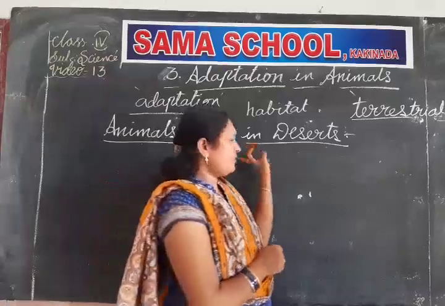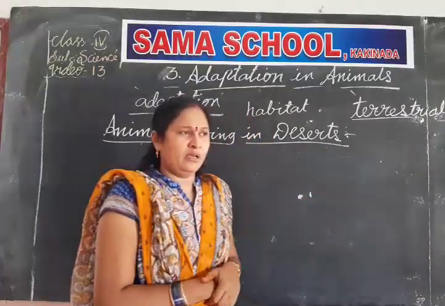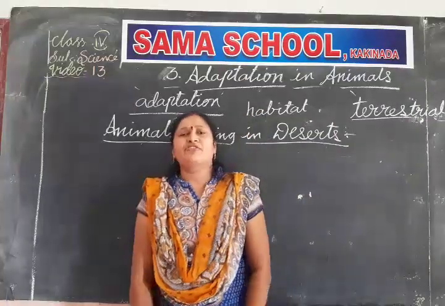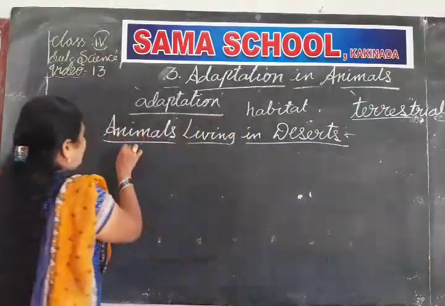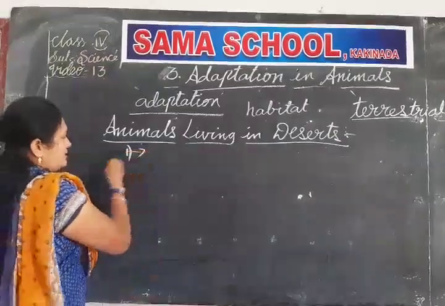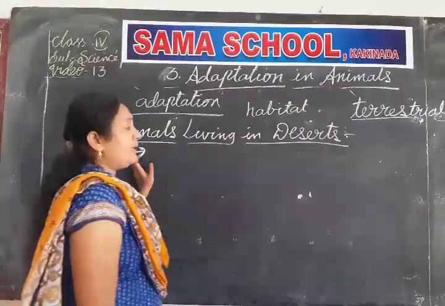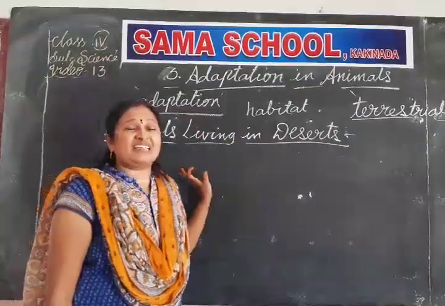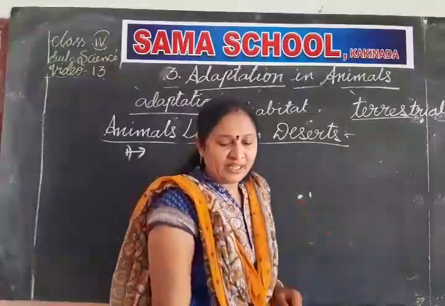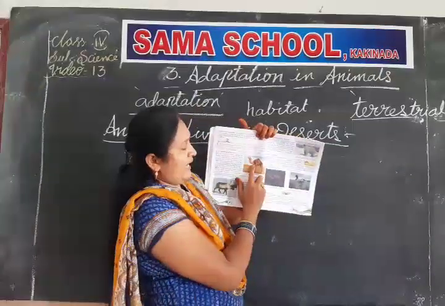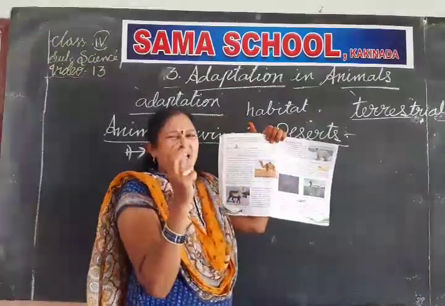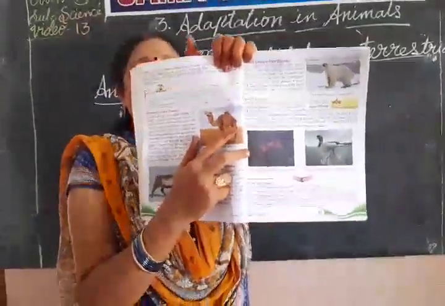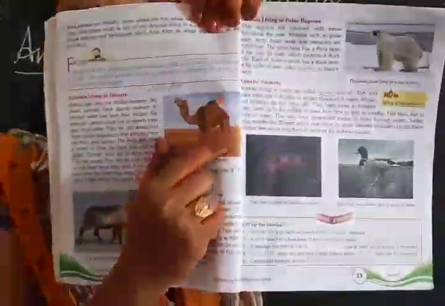But when we go to the deserts, we can find a number of camels. So, what are the body features? One by one, we will learn now. Camel means, see, it has a very thick skin. The body has thick skin. The skin of the camel is very thick. Why?